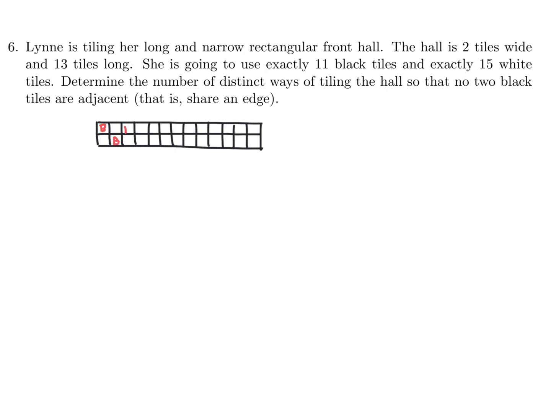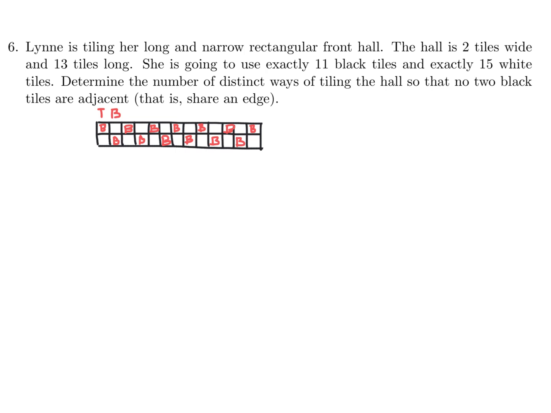So this is one way of doing it. You see how I'm alternating like that? And that is one way that follows the rules, which is that no 2 black tiles share an edge. Now, I'm going to have to give certain things some distinction. So if the black tile is on the top, I'll call it a T. If the black tile is on the bottom, I'll call it a B. Like that.